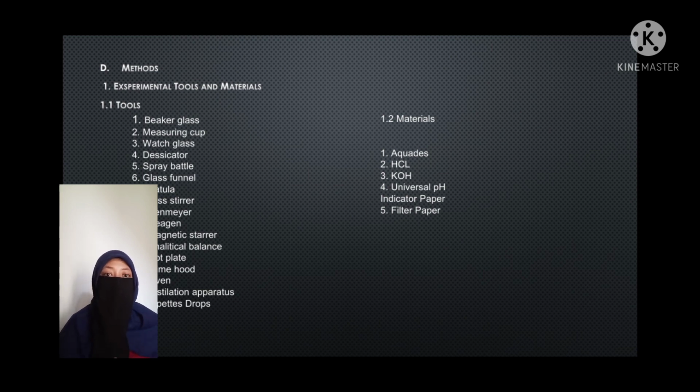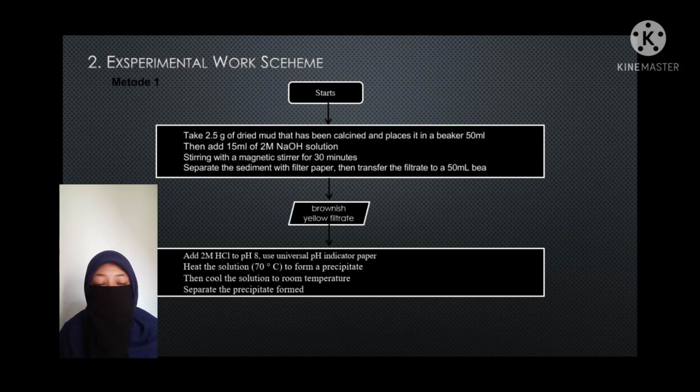Next, the materials. Number 1, aqua dest. Number 2, HCl. Number 3, KOH. Number 4, universal pH indicator paper. Number 5, filter paper. Okay, next to the experimental work scheme.